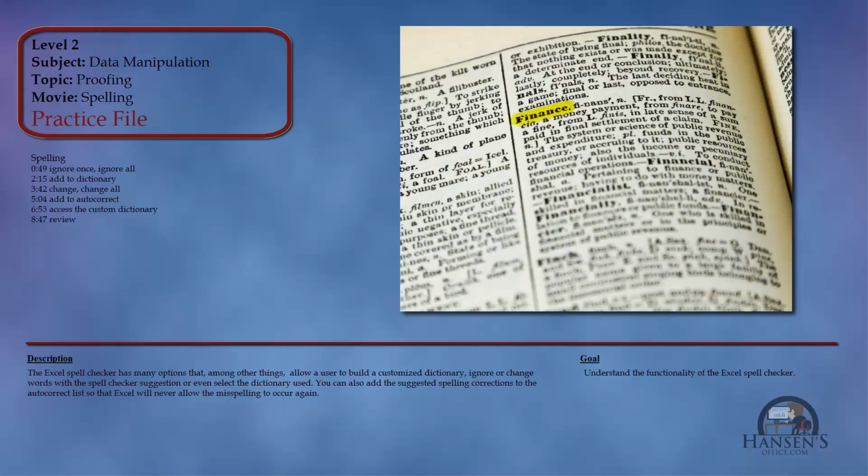So this movie is on spelling, Excel's spell checker. There's a lot of functionality with the spell checker. We can ignore the instance of the misspelling, or we can ignore all of the instances of the misspelling of a particular word on a worksheet.